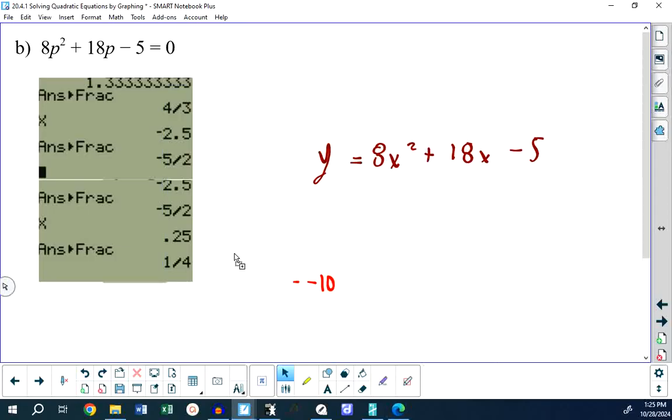This, I wouldn't even say is work. This is not work that you're showing. You would never solve any equation graphically for a written type of question. Any questions with B? All right.